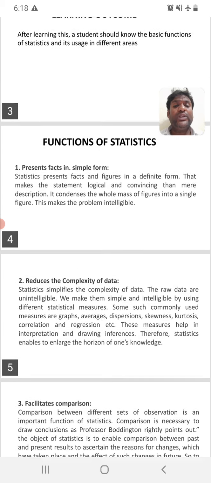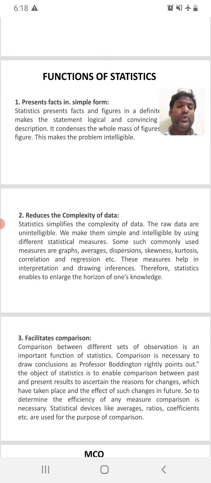Second one, it reduces the complexity of data. As I told you, there is a huge amount of data. How will it be comprised? Through making averages, dispersions, skewness, correlation, regression, it will condense the data. For example, 1,000 students are studying in a college, and their results vary. Many students have failed, many students have passed, many students have got distinction, first class, like that.